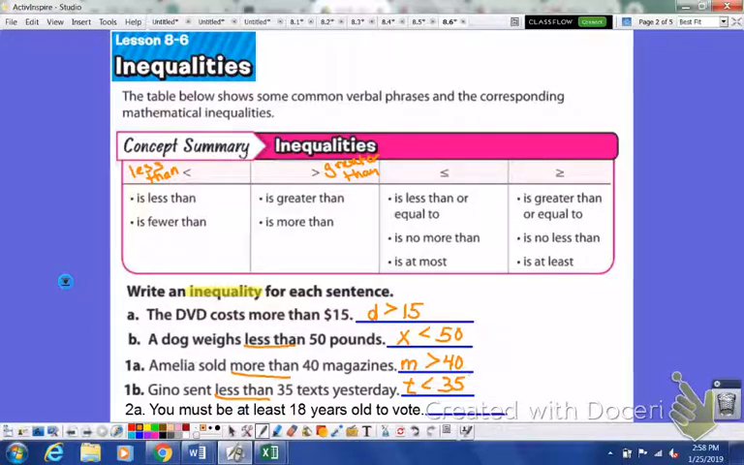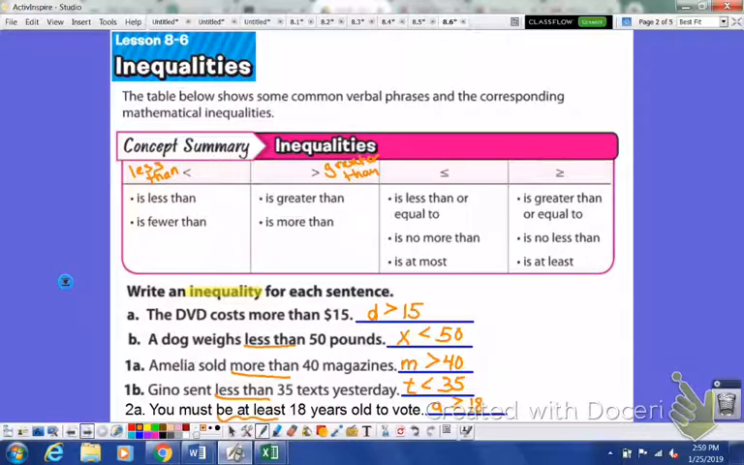And finally, 2A, you must be at least 18 years old to vote, so at least. Talking about age, so I'm going to use an A. If it's at least, it's greater than or equal to, because if you are 18, you can vote, but if you're less than 18, you can't. So greater than or equal to. Make sure you know which direction everything's pointing. Sometimes you can say it correctly, but then when you go to put the symbol in, you put your inequality sign the wrong way, and the problem's wrong.